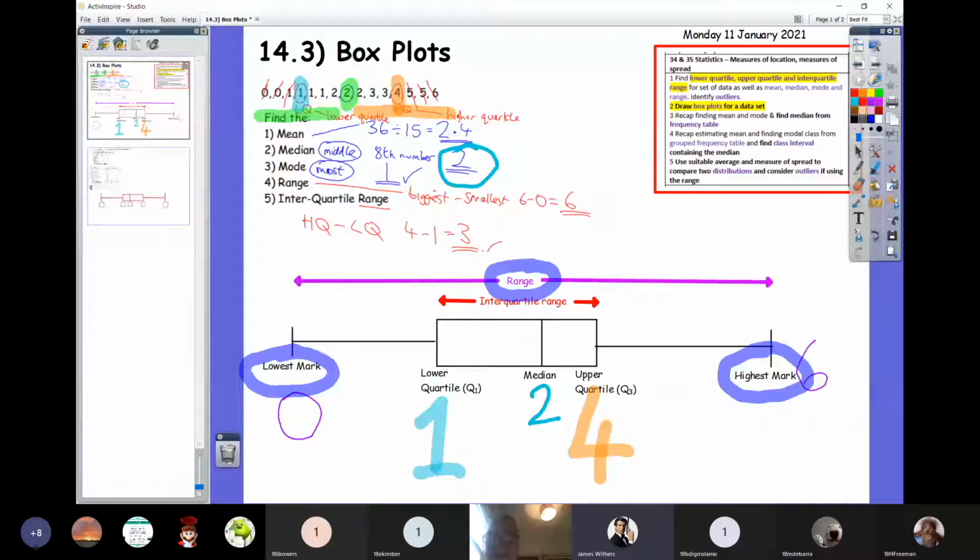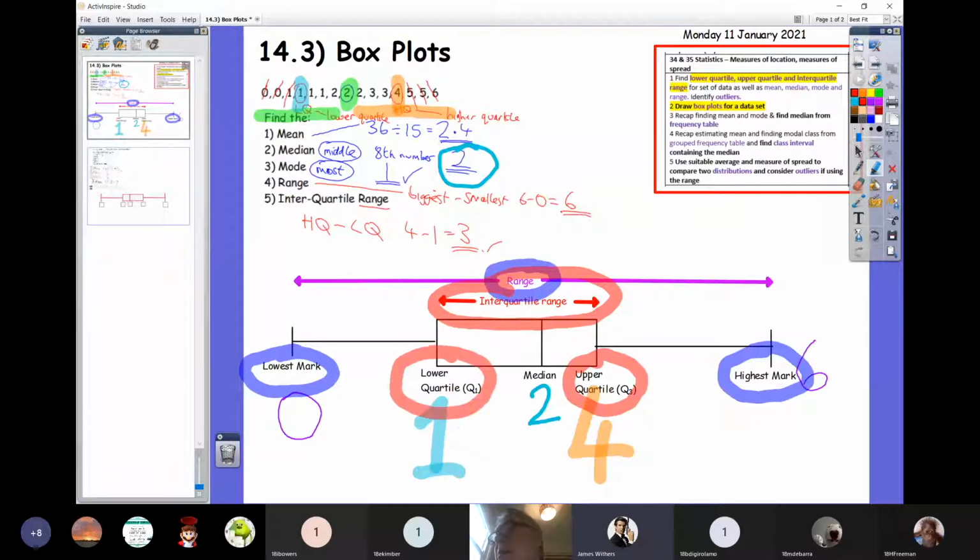So literally that's the complete length of your whole diagram. And then to work out the interquartile range, which I'm going to highlight in red, you took the lower quartile away from the upper quartile. So that is the length of the rectangle in its entirety. Okay. So if you were given the box plot and you had to work out the range, just work out the length of the whole diagram. And if you were given the box plot and you had to work out the interquartile range, just work out the length of the rectangle.